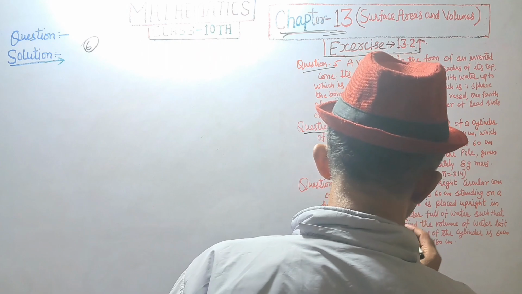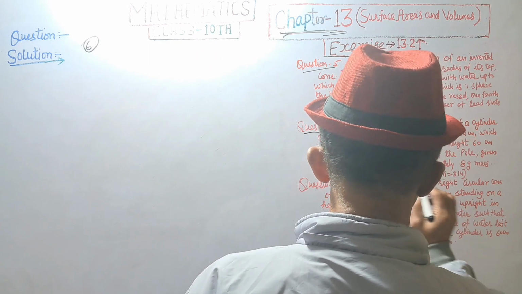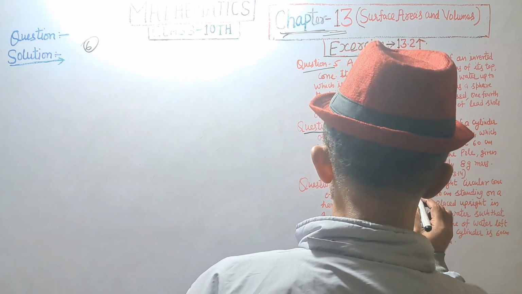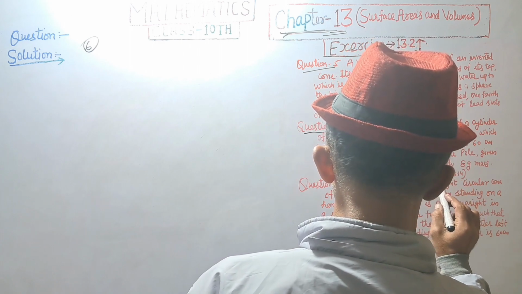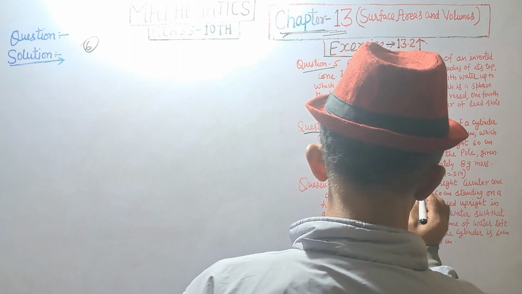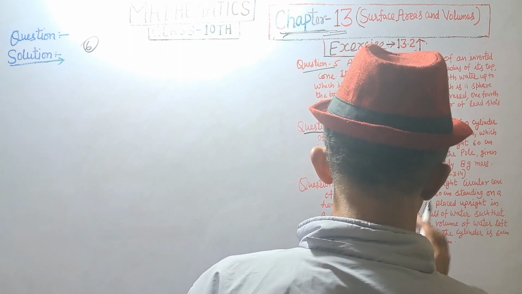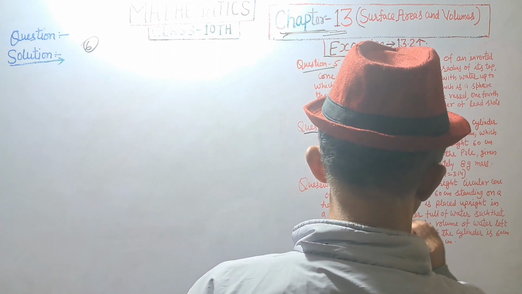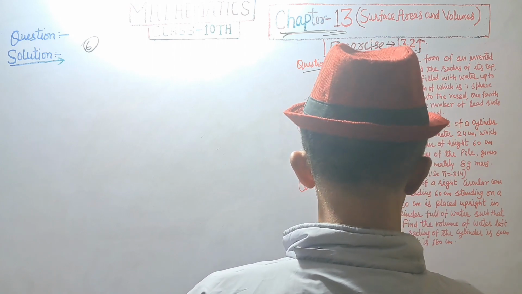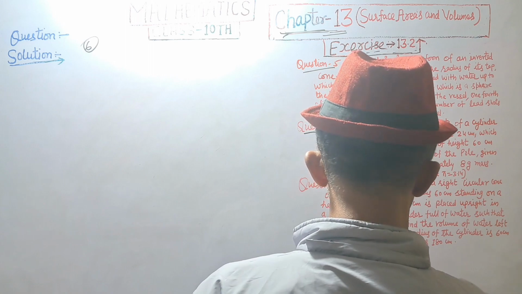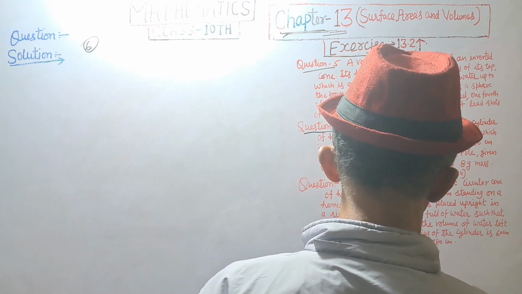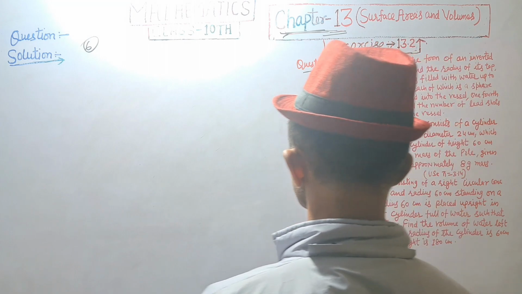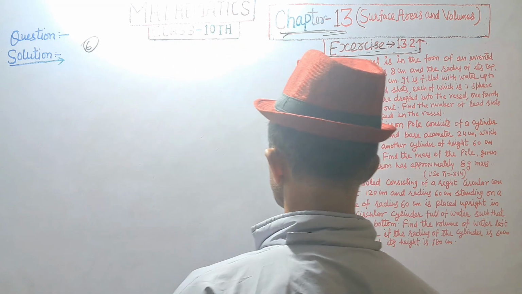Question number 6. A solid iron pole consists of a cylinder of height 220 centimeter and base diameter 24 centimeter, which is surmounted by another cylinder of height 60 centimeter and radius 8 centimeter. Find the mass of the pole given that 1 centimeter cube of iron has approximately 8 gram mass. Use pi is equal to 3.14.